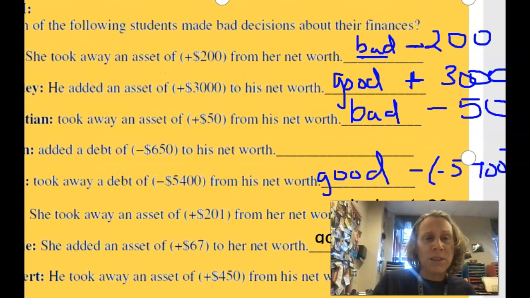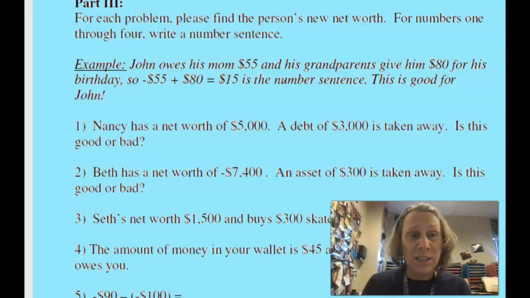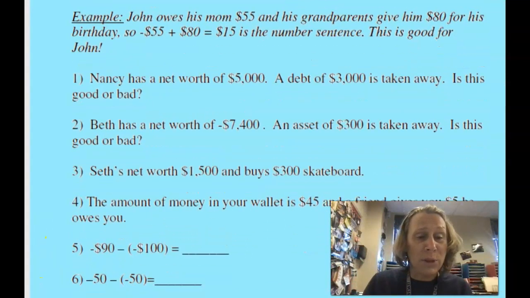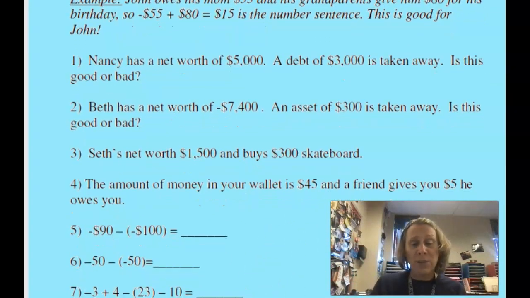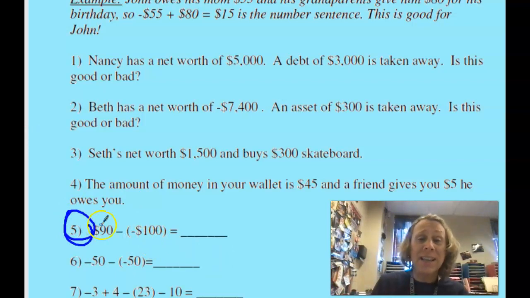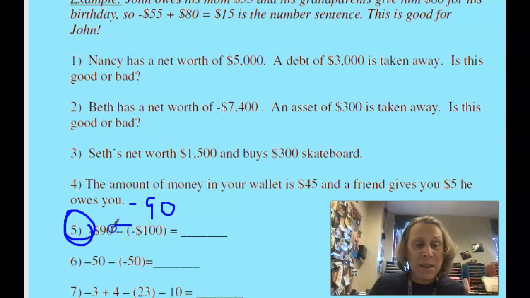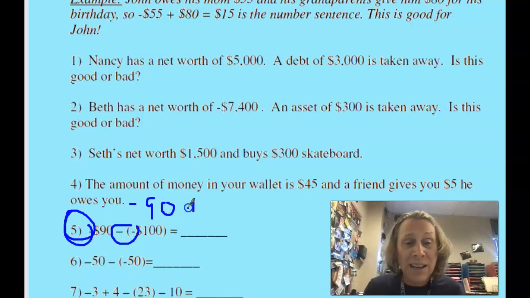And we did a few parts here. We got part one done. We also did part two, and that really led us into part three. So take a look at your worksheet. Lots of you had number 5 incorrect in part 3 until I said you need to rewrite that. Many of you told me about the keep, change, flip. We keep the negative 90, but because we are taking away a debt of $100, that is like adding 100.